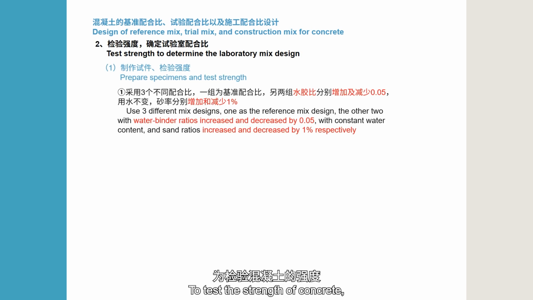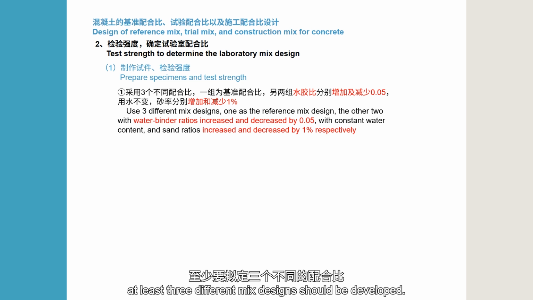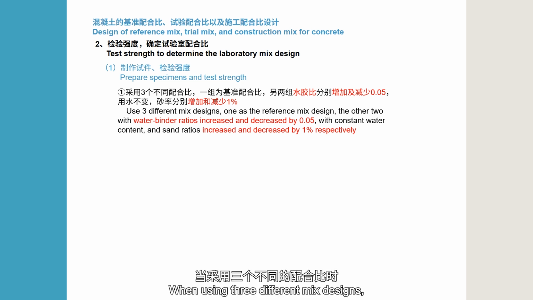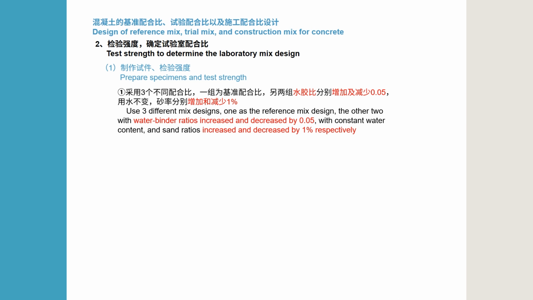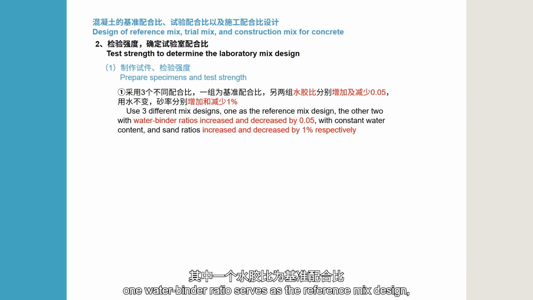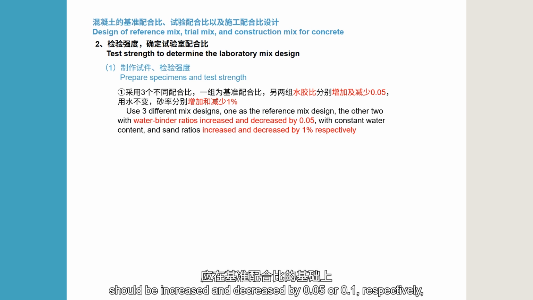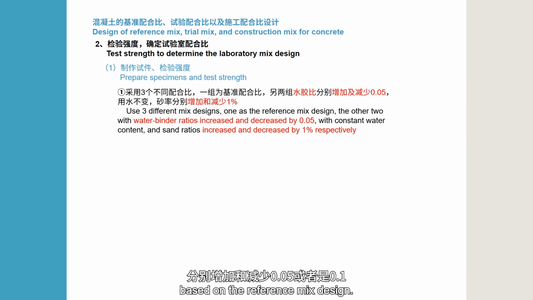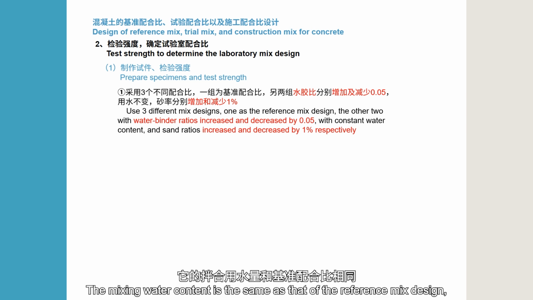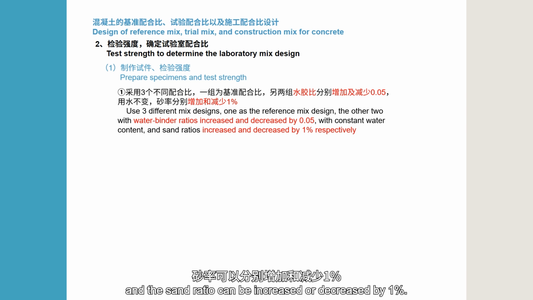To test the strength of concrete, at least 3 different mix designs should be developed. When using 3 different mix designs, one water binder ratio serves as the reference mix design, while the water binder ratio of the other 2 mix designs should be increased and decreased by 0.05 or 0.1 respectively, based on the reference mix design. The mixing water content is the same as that of the reference mix design, and the sand ratio can be increased or decreased by 1%.